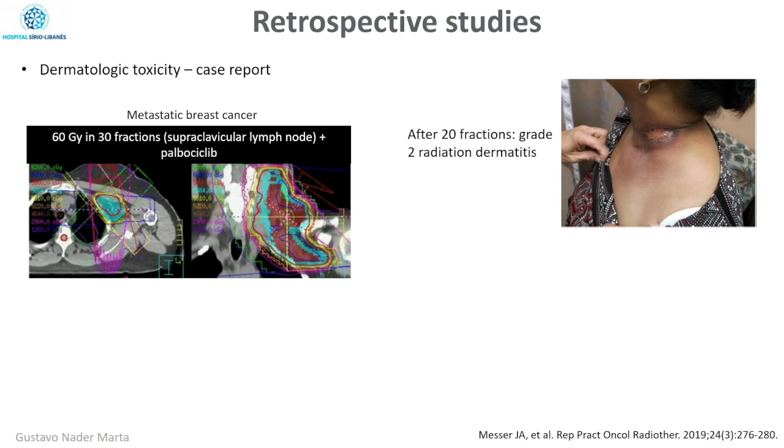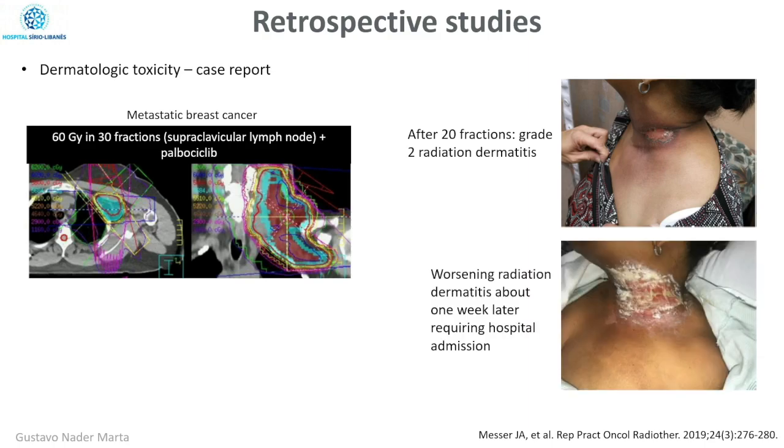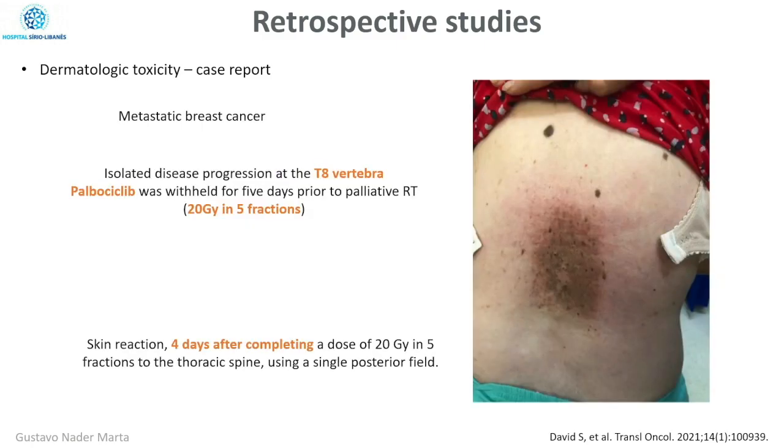In this case report, a metastatic patient received 60 gray in 30 fractions, and after 20 fractions, this patient developed grade 2 toxicity, and required hospital admission due to worsening radiation skin toxicity. In another case report, the patient received 20 gray in 5 fractions with palbociclib. Four days after completing the treatment, this patient developed an unusual skin toxicity.